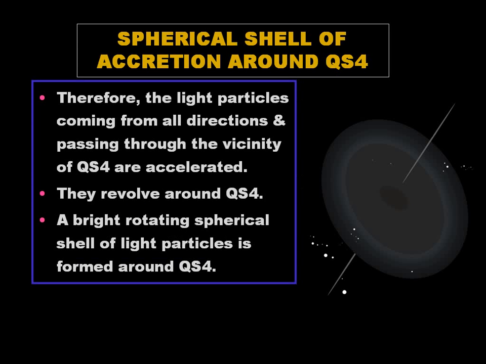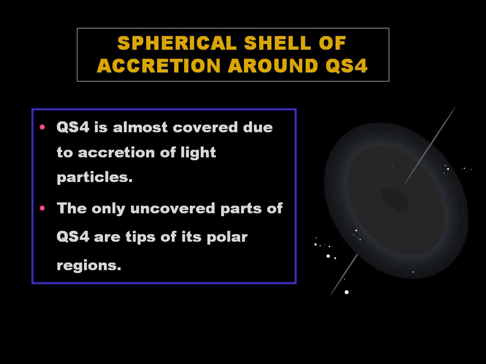Spherical shell of accretion around QS4. Therefore, the light particles coming from all directions and passing through the vicinity of QS4 are accelerated. They revolve around QS4. A bright rotating spherical shell of light particles is formed around QS4. QS4 is almost covered due to accretion of light particles. The only uncovered parts of QS4 are tips of its polar regions.